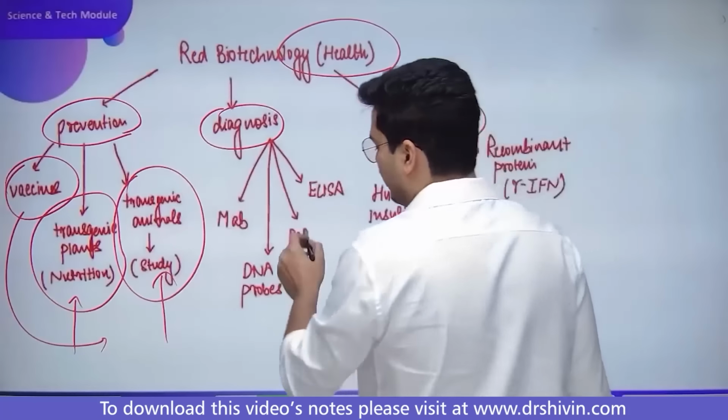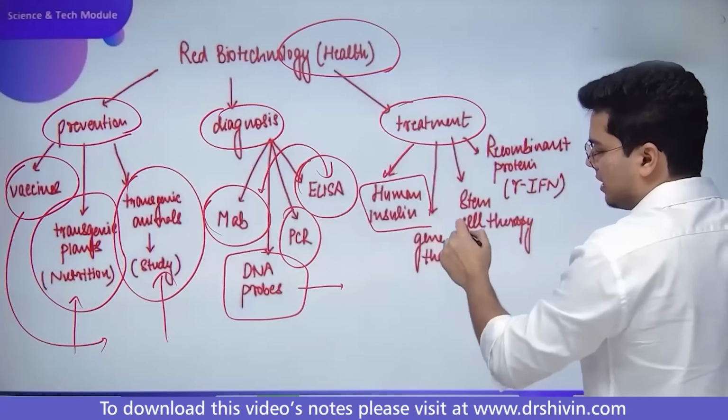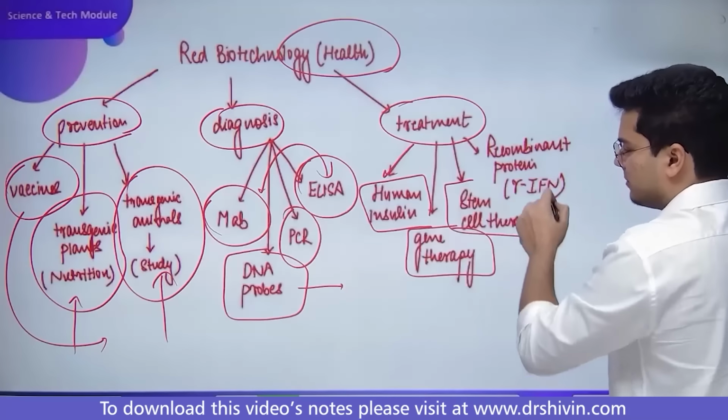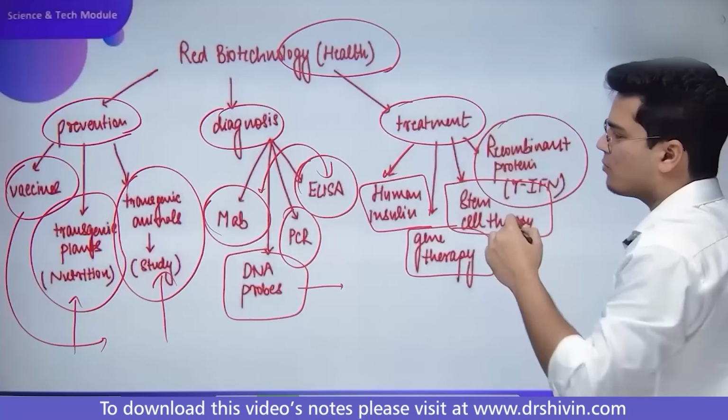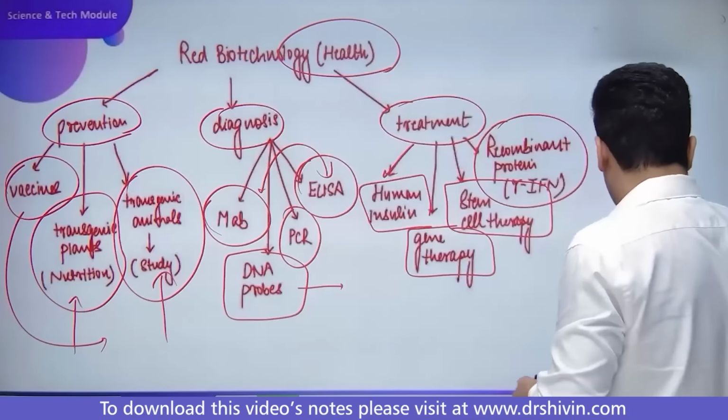Then there is monoclonal antibody, MAB. Monoclonal antibody से आपको समझ आ ही रहा होगा कि these are antibodies. These antibodies are used in diagnosis of disease, ये हम कल देखेंगे. And there is ELISA. ELISA is also a diagnostic test. Enzyme linked immunosorbent assay, ये दोनों चीजें हम कल देखेंगे. Then there is treatment. Treatment में I can make human insulin, I can do gene therapy, I can do stem cell therapy, I can make recombinant proteins to treat you. So this is diagnosis, prevention and treatment of red biotechnology.